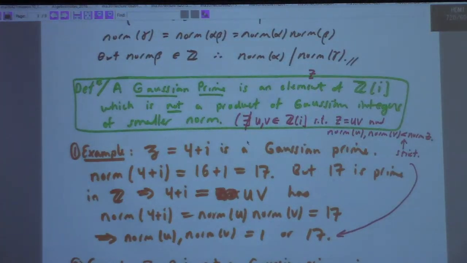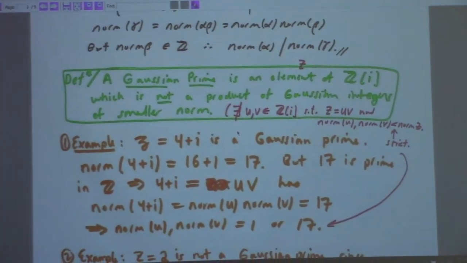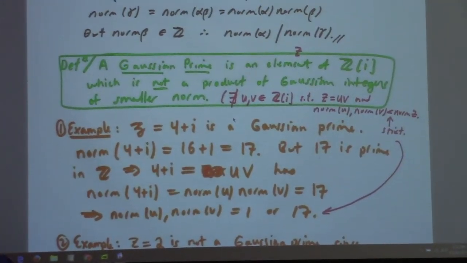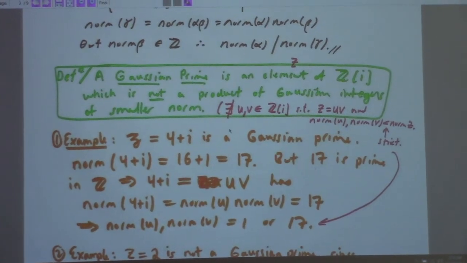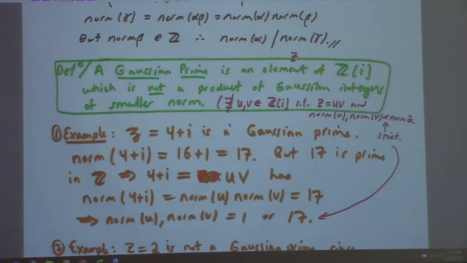Get my laser. So in the Gaussian integers, many beautiful things happen. A Gaussian prime, what's a Gaussian prime? A Gaussian prime is an element of the Gaussian integers which is not a product of Gaussian integers of smaller norm. That's consistent with our definition of prime. All right, but this definition comes from Stillwell's Elements of Number Theory, which I taught 307 out of a couple years ago.